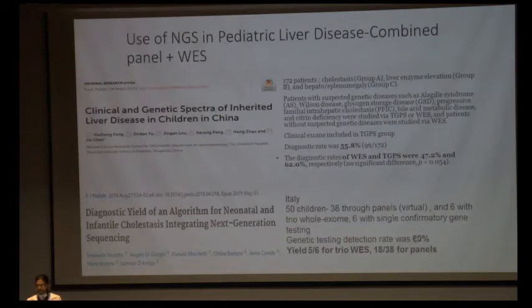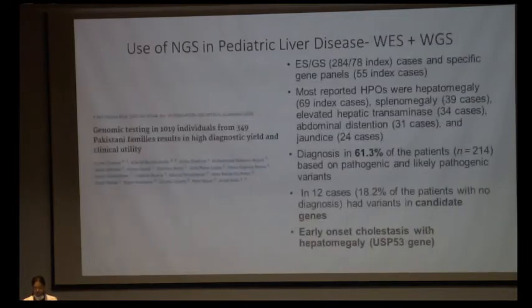So overall they had a similar diagnostic rate of 60%. For the whole exome, they identified a mutation in 5 of the 6 who underwent it, and in the panel testing around 50%, slightly less than 50% of the patients were detected to have mutations.